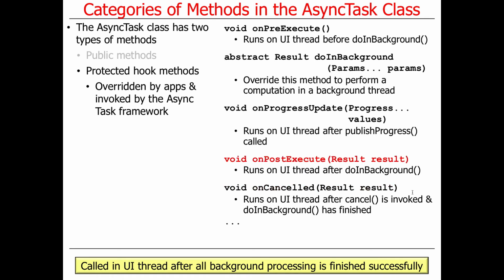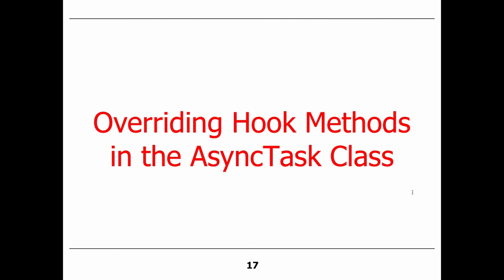onPostExecute gets called back if things work. If something fails or the AsyncTask is canceled, then the onCanceled hook method gets called back. And that will indicate that things have finished non-successfully, and you may want to do something different in that case. You might want to print some kind of error message or pop up a toast that says download canceled or whatever, and that would be a way to do that with onCanceled. Okay, so those are the hook methods.